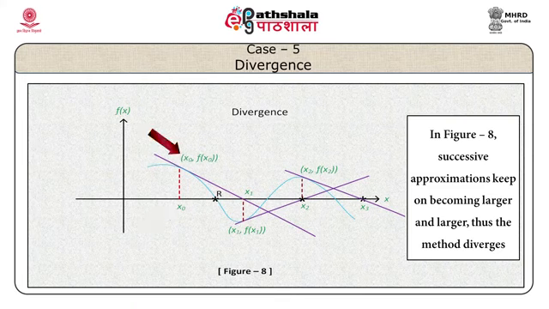Our intention is to find the root r. The tangent to the curve at x1, f(x1), meets the x axis at x2, and when we draw the tangent to the curve at x2, f(x2), it meets the x axis at x3. What is happening is, as the curve bends, we are entering different zones, and this sequence of approximations x1, x2, x3 keeps increasing, so the method is diverging instead of converging to the root r.